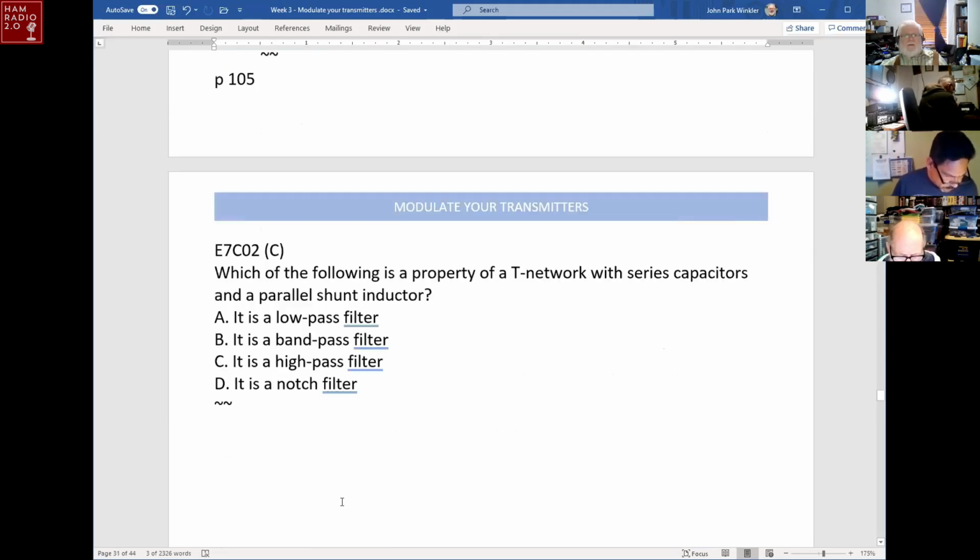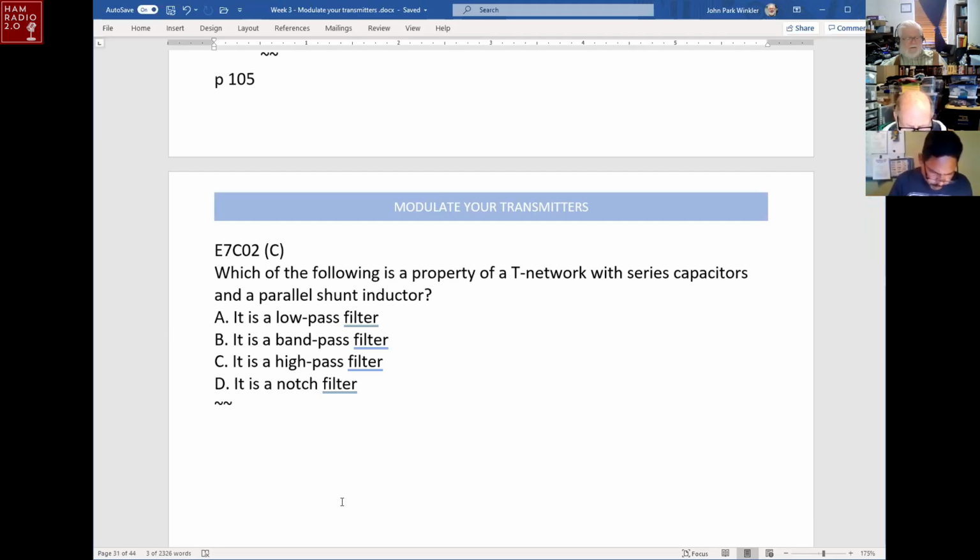Which of the following is a property of a T-network with series capacitors and a parallel shunt inductor? And that's the thing in the diagram where it says T-network high pass on the left side on page 105 on the top row, 2 capacitors in series and an inductor between. And this is a high pass filter, which is C.